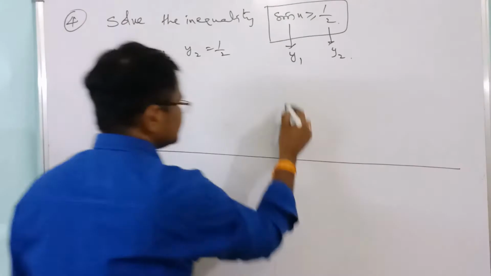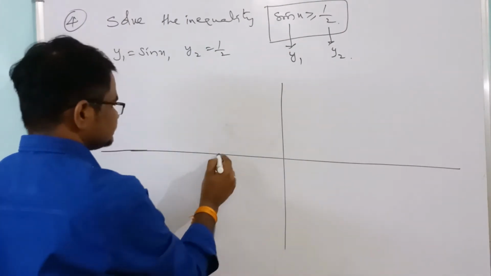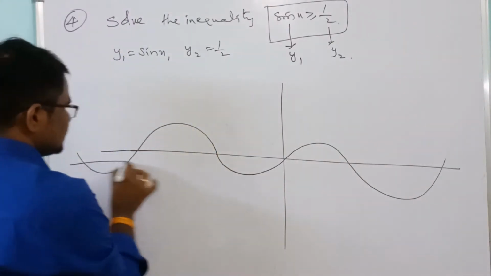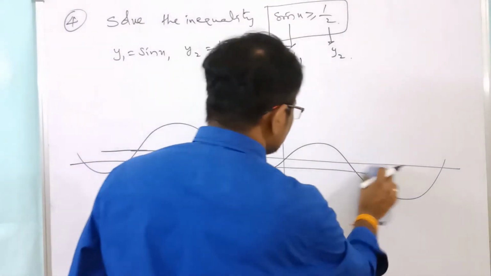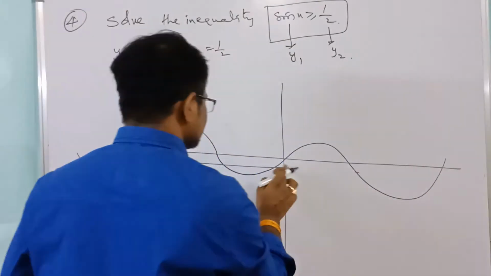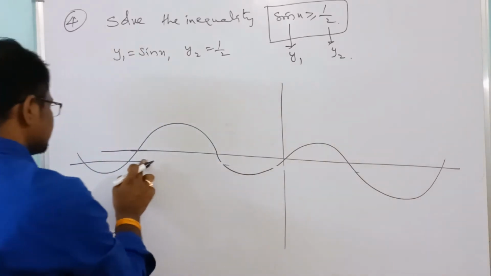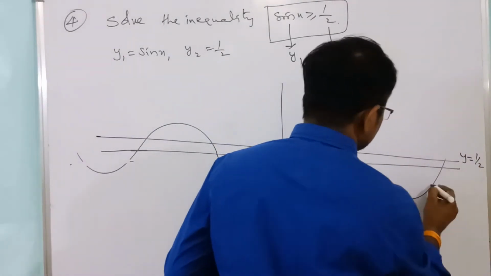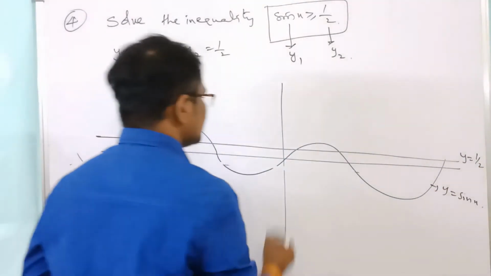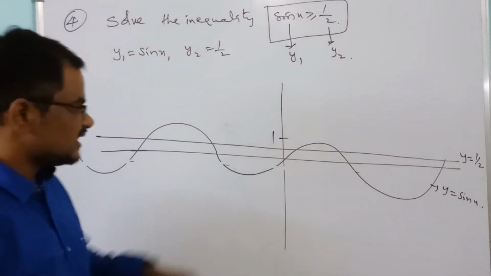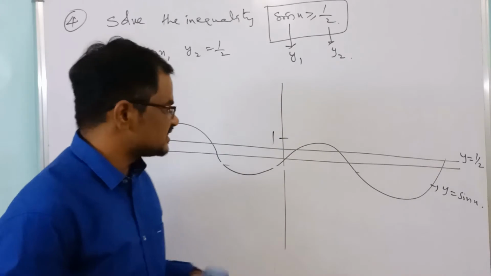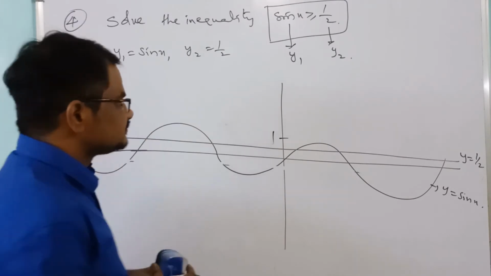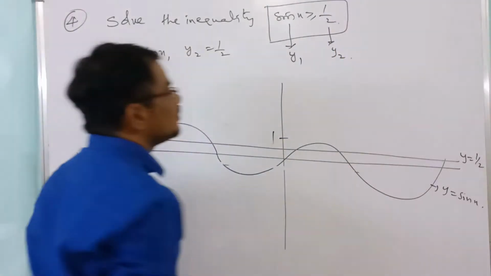Take the sin x graph like this. So this is y equal to 1 by 2 they are asking, no? The previous one was minus 1 by 2. This is 1 by 2, like this. Here y equal to 1 by 2, and this is the y equal to sin x graph. So here 1 is there, right? Because the sin x graph exists from minus 1 to plus 1. This is y equal to 1 by 2, right?